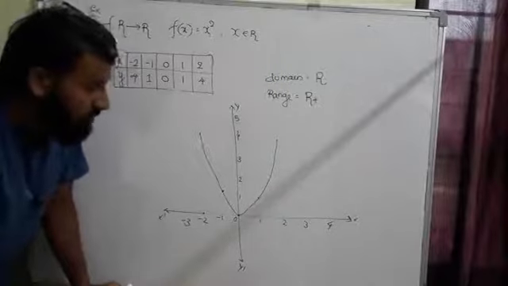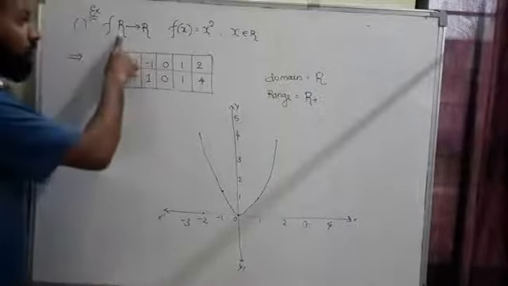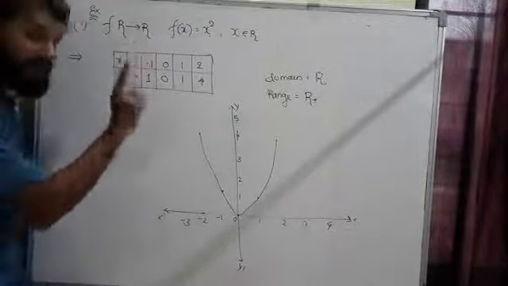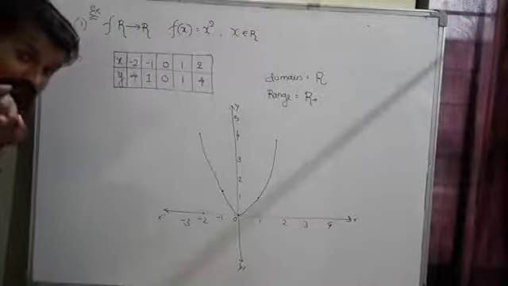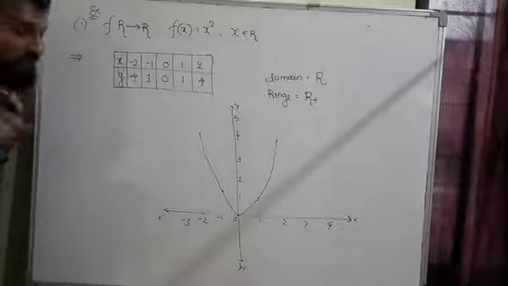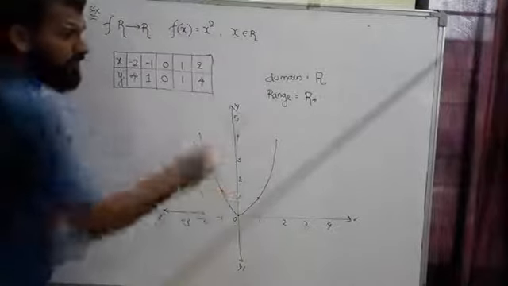Very good. But codomain, this is domain is real number, codomain is real number set only. Codomain is the real number set. But when I talk about the range, that time it will be R plus.